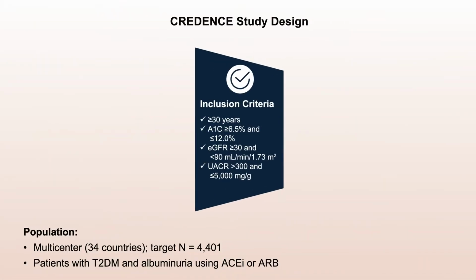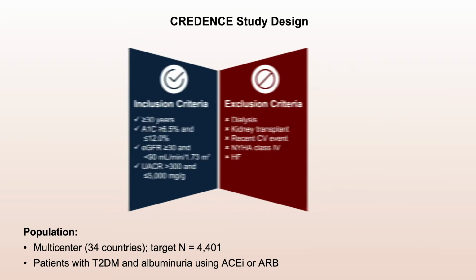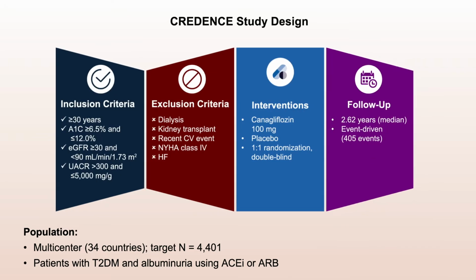Now, CREDENCE, you can see here what the study design is. These are people with diabetes. These are people that had at least GFRs or urine albumins that would put you in that red box. And if you were on dialysis or you had a transplant or you had a recent CV event, you were excluded, or if you had heart failure. And this was randomization to canagliflozin 100 milligrams or placebo. And it was double-blind. Follow-up was 2.6 years. It was event-driven, and keep in mind this trial was stopped early for overwhelming benefit. So very important to note.